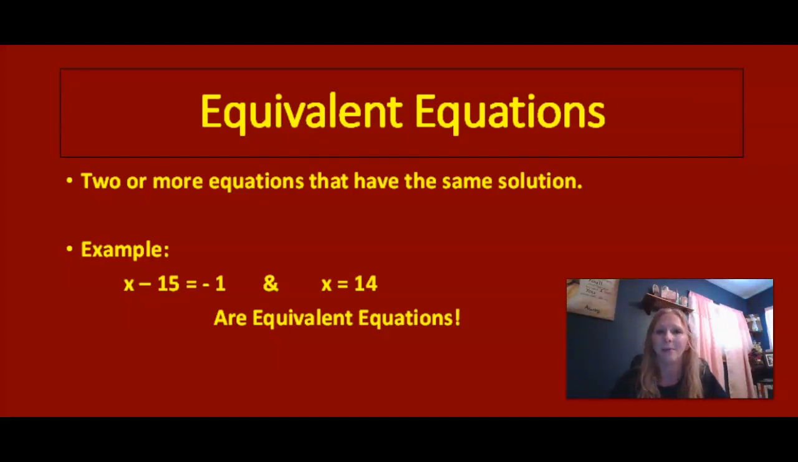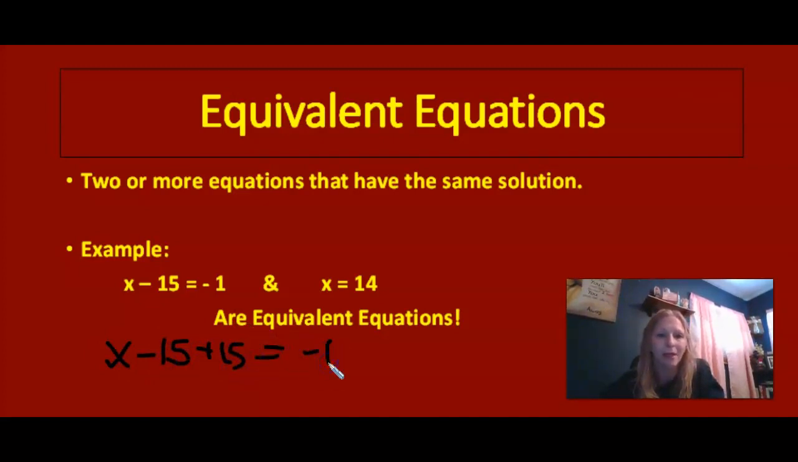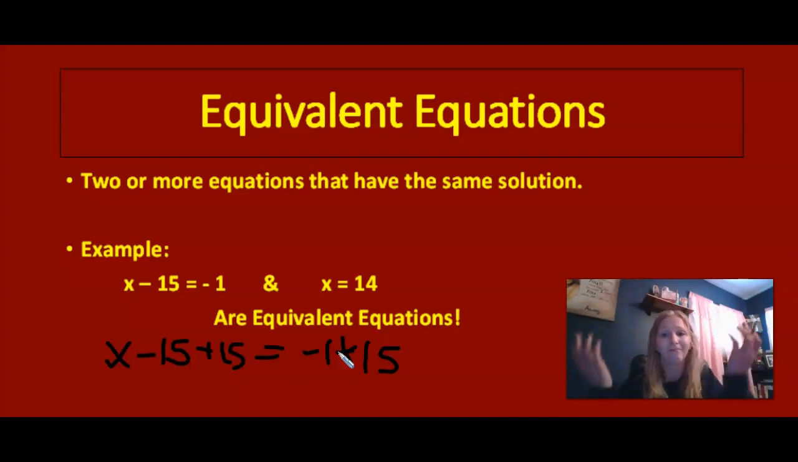So in the example of equivalent equations, we have x minus 15 equals negative 1. Or I could just say x is equal to 14. They're equal in value. They mean the same thing. Another thing I could do is x minus 15 plus 15 is equal to negative 1 plus 15. Again, these are equal. The only thing I did was add 15 to both sides.